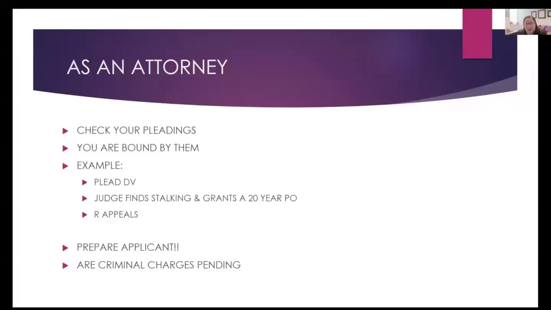As an attorney, I would urge you to check your pleadings. You're bound by them. If you plead DV, and the judge finds stalking and grants a 20-year protective order, on appeal that could be grounds for reversal, and that's the worst thing you want to happen. You prepare your applicant. How did these calls make you feel? This may be the first time that your client sees this abuser, right?